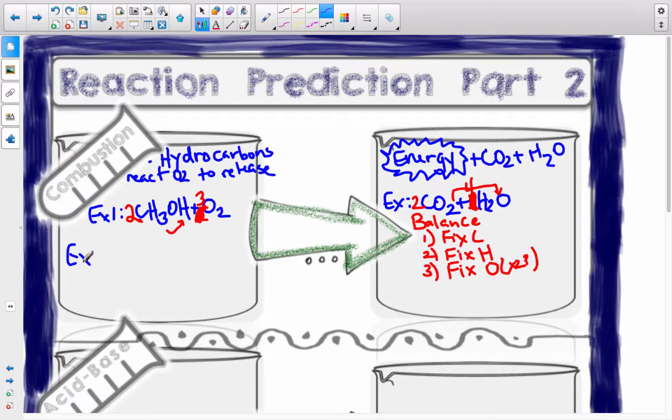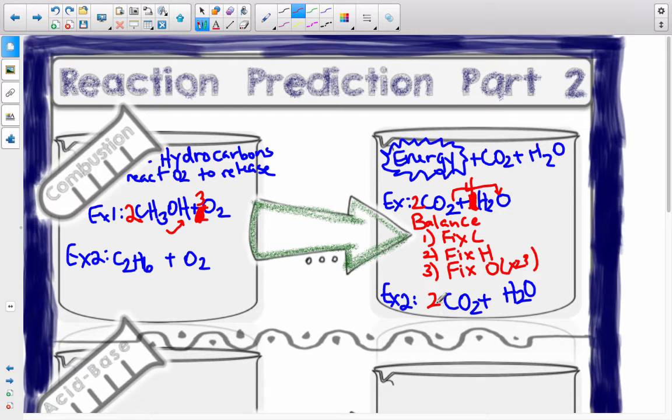So in example 2, let's pick a different fuel. How about ethane? C2H6 is ethane. And now let's add some oxygen because it's a combustion reaction. And of course our products on the other side are going to be carbon dioxide and water. Okay, now let's balance the equation. So first, look at the carbons. I have 2 carbons in ethane, so I need 2 carbon dioxides.